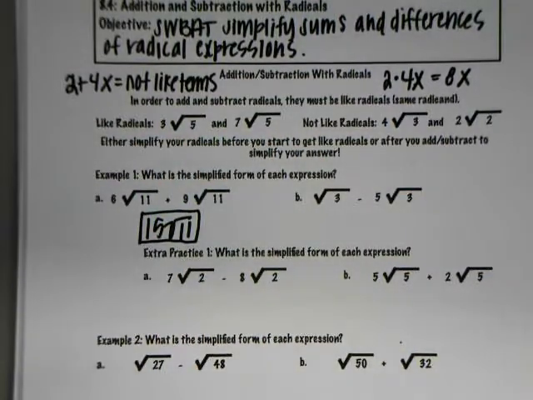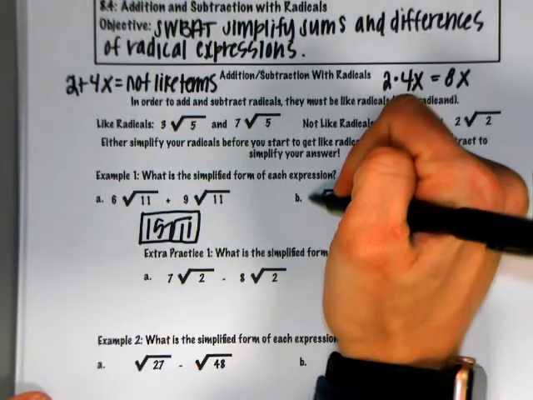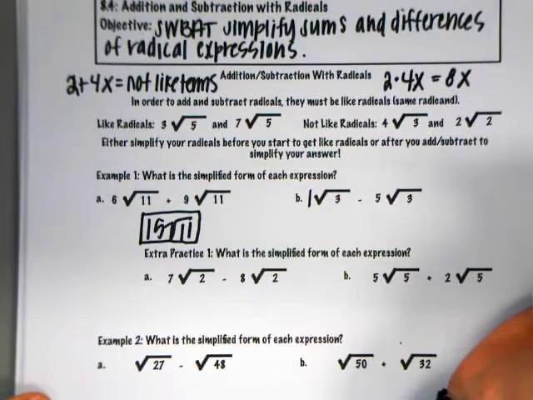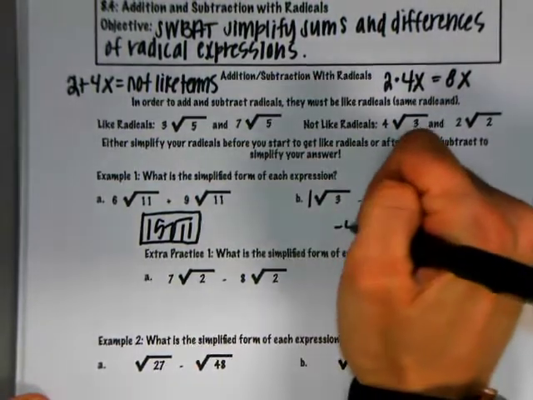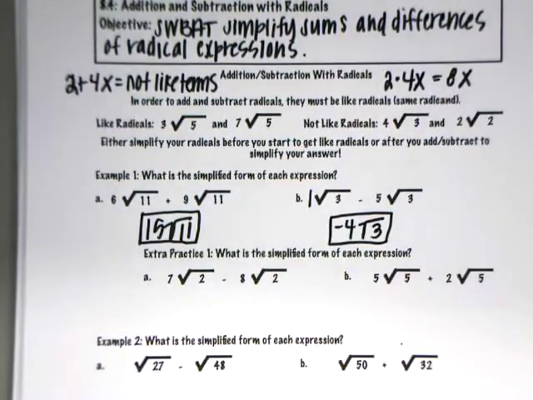Okay? And what about radical 3 minus 5 radical 3? So what number is in front here? 1. Yep, so 1 radical 3 minus 5 radical 3 is what? Yep, negative 4 radical 3. Okay, you guys try the next ones.